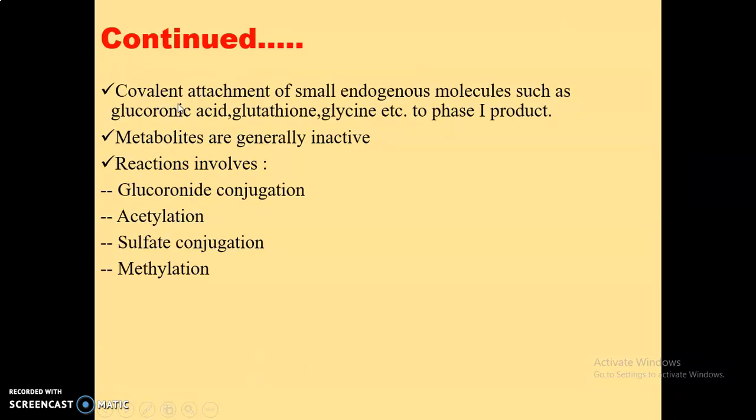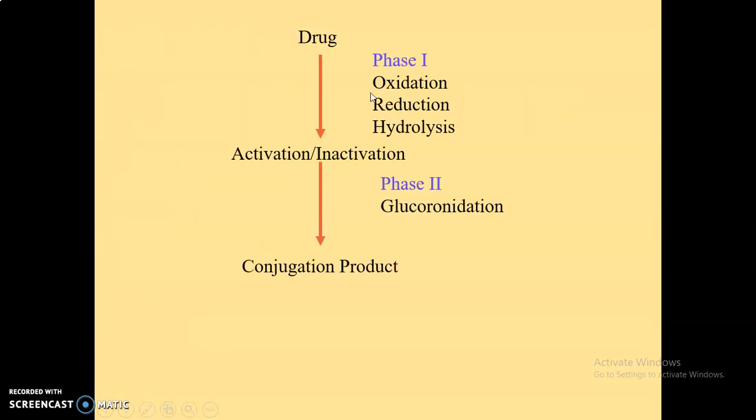In this type of reaction, there is covalent attachment of small endogenous molecules like glucuronic acid, glutathione, glycine to the drug or phase 1 product formed in the phase 1 reaction. And these metabolites formed in this reaction are generally inactive, and the reactions involved in this type of metabolism are glucuronide conjugation, acetylation, sulfate conjugation and methylation.